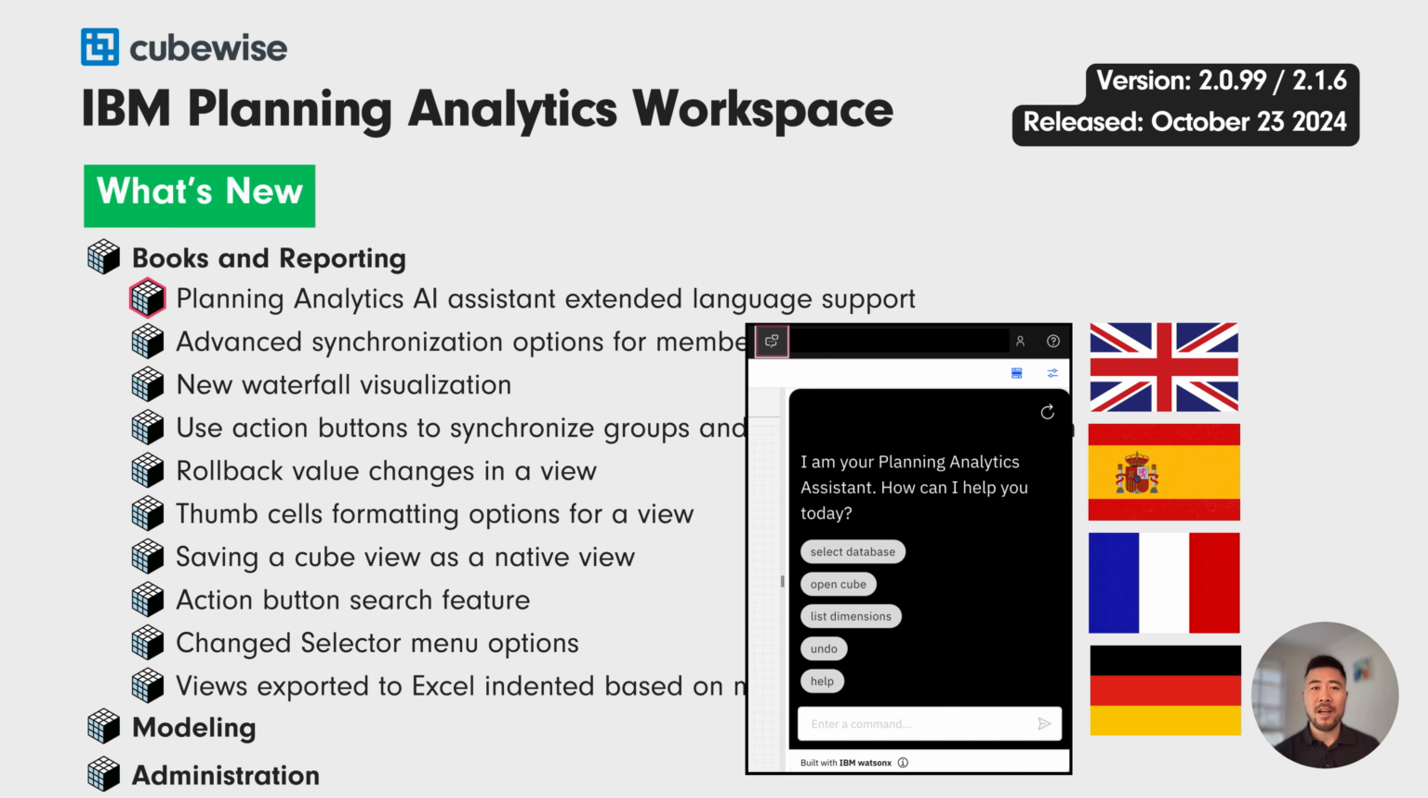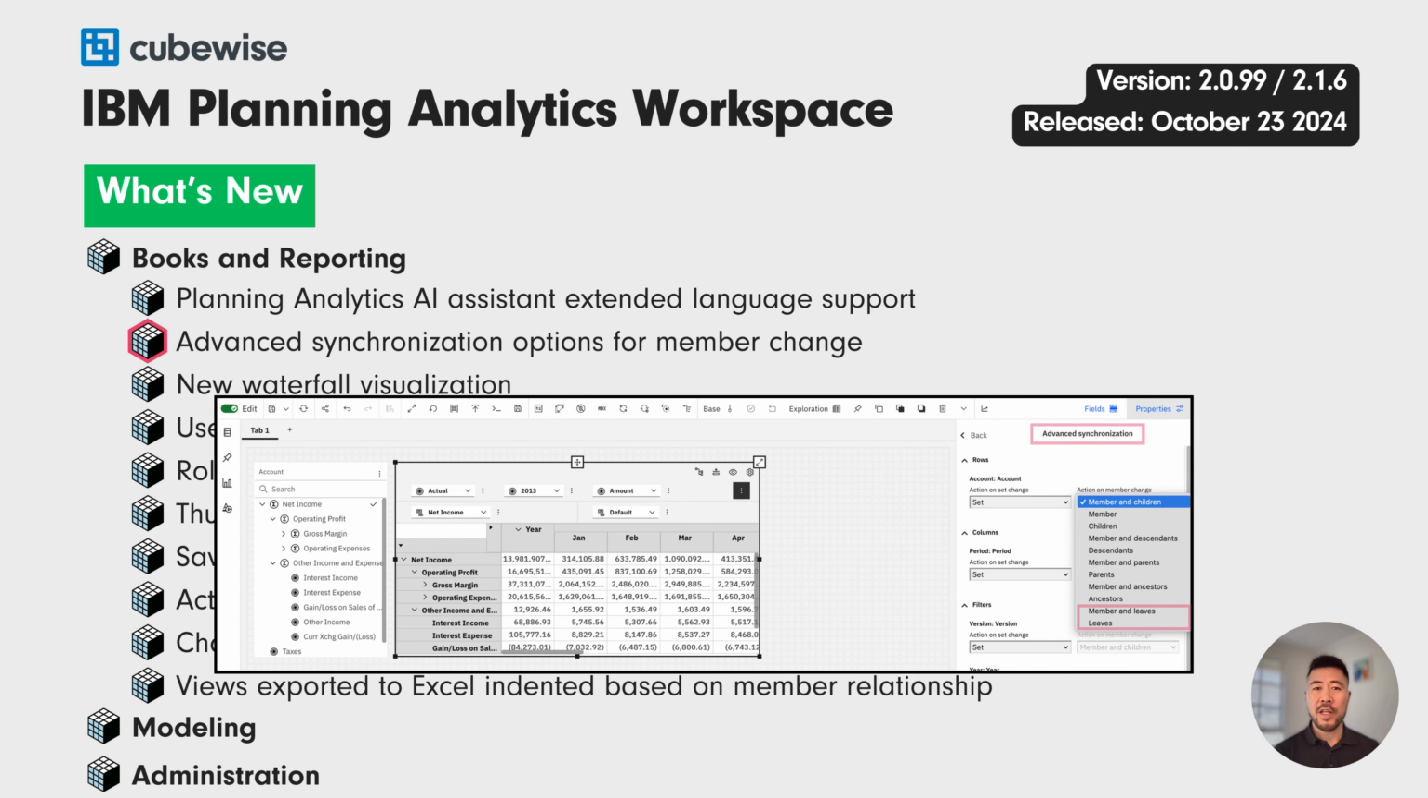The Planning Analytics AI assistant now supports English, Spanish, French, and German. The assistant allows users to interact with PAW using natural language commands, simplifying tasks such as querying data, generating reports, and modifying book contents. Advanced synchronization has two new options, member and leaves, and leaves.